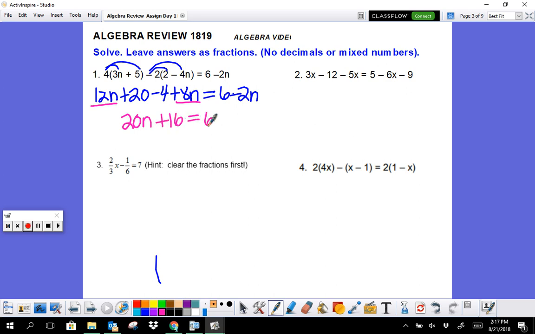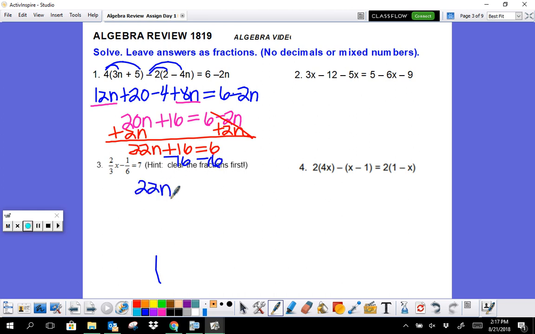And then I still have this stuff on the right side. Now what I'm going to do is I'm going to get my n's on the left side. So I'm going to add 2n and move it to the left. Okay, then so I have 22n plus 16 equals 6. Now I'm going to subtract 16 and move it over. So I have 22n equals -10. I'm going to divide by 22.